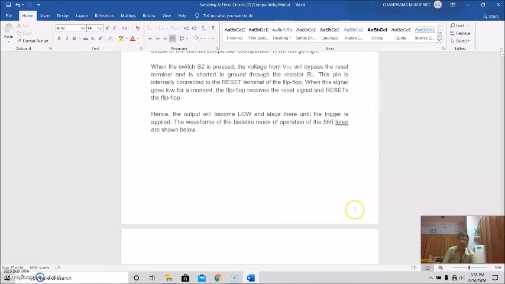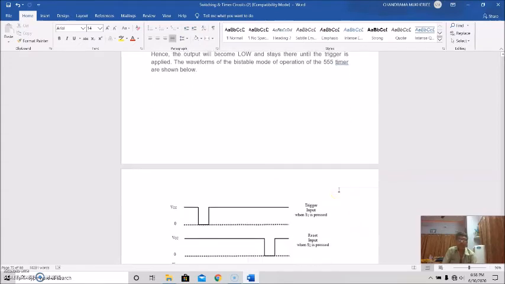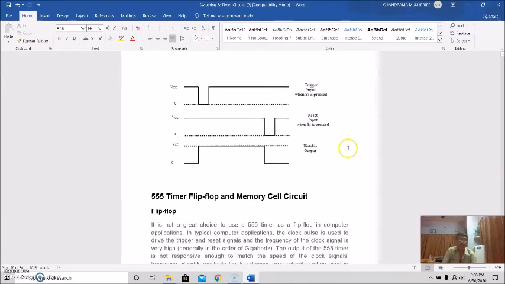The waveform of the bistable mode of operation of the 555 IC timer is shown here. This is the trigger input when S1 is pressed. This is the trigger input when S2 is pressed, for the reset. This is for set, and this is the bistable output. So that's actually the operation here.